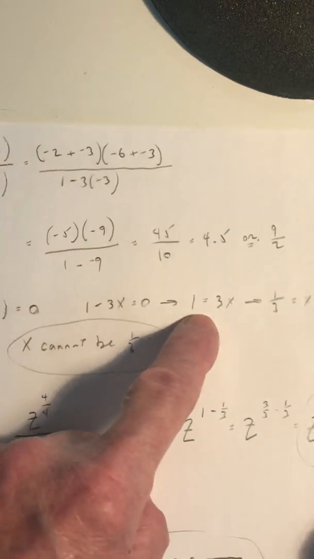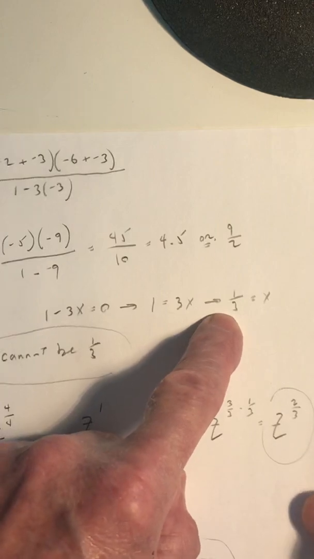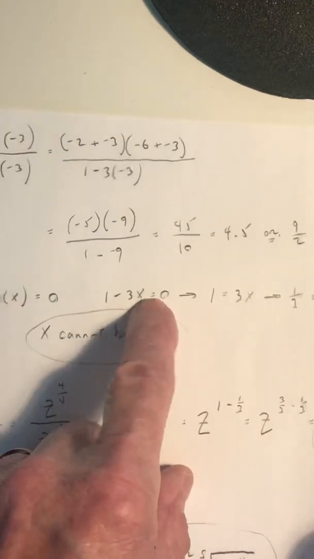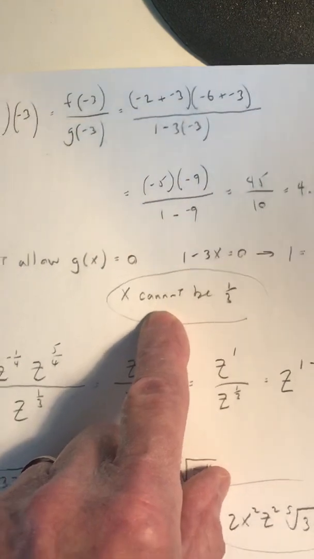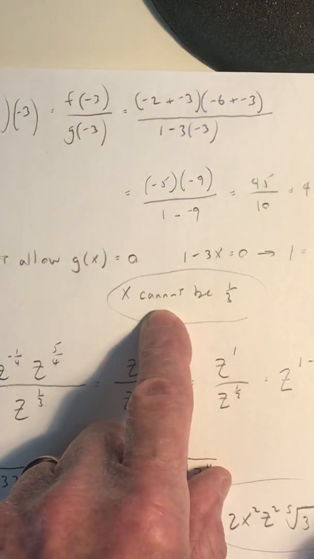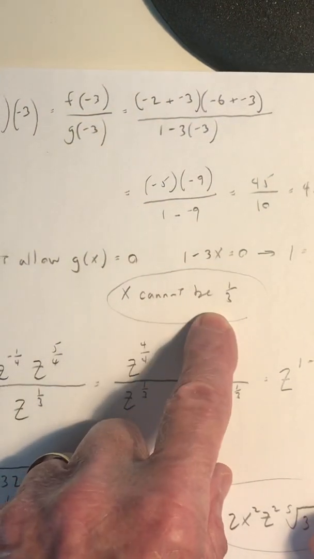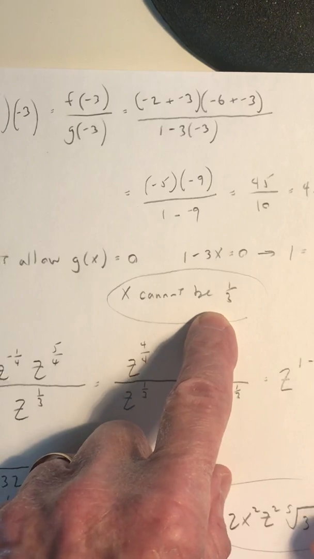If you solve that for x, you get 1/3 as the x value. That makes that 0. So here's the only number that's not in the domain. X cannot be positive 1/3. Okay?